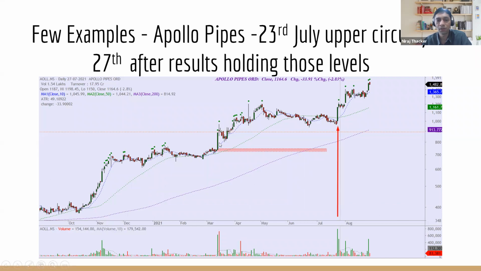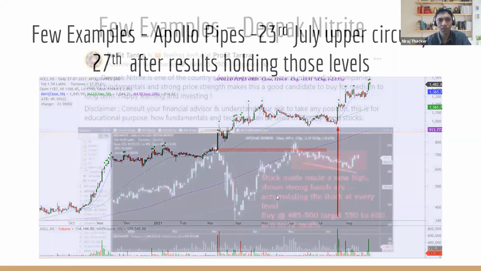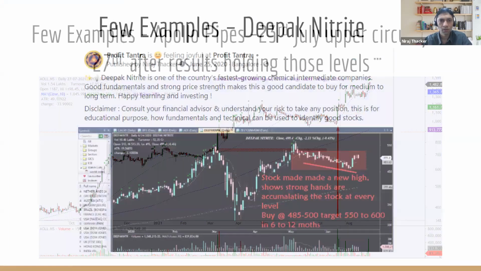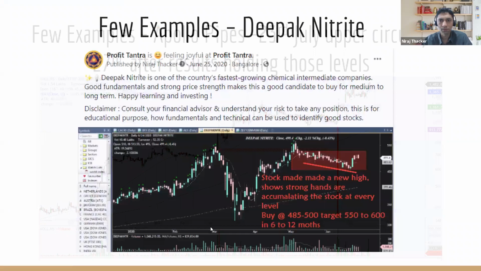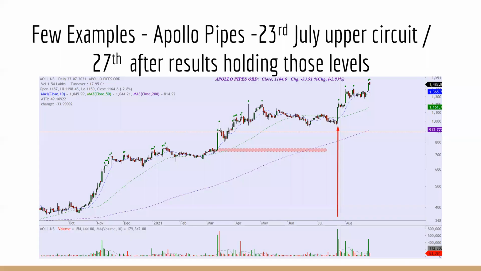We recommended this stock at 859. And you can see the rally. When it went down from 859, for a few days it went a little bit down also, and we added to the position at lower levels.